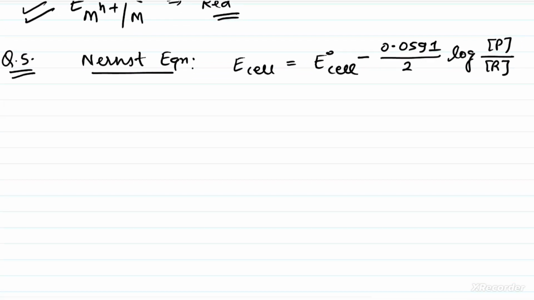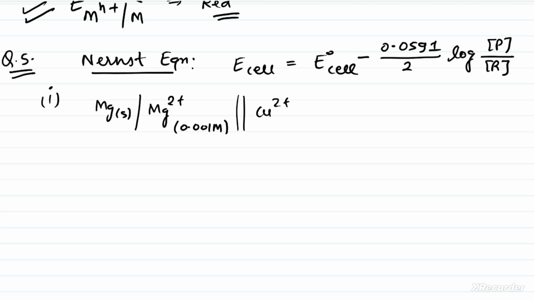So suppose I take any example where we can apply this equation. So I'm taking the first question where Mg in solid state, Mg2+ and its concentration is 0.001 molar. Then we have copper 2+, its concentration is 0.0001 molar and in contact with copper solid. So for this we have to calculate the EMF.